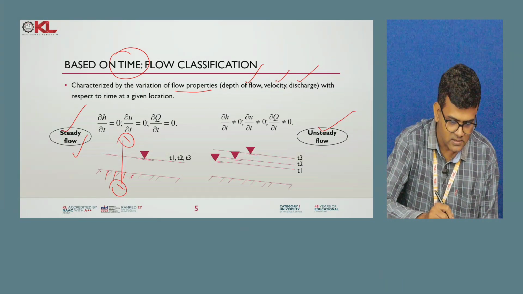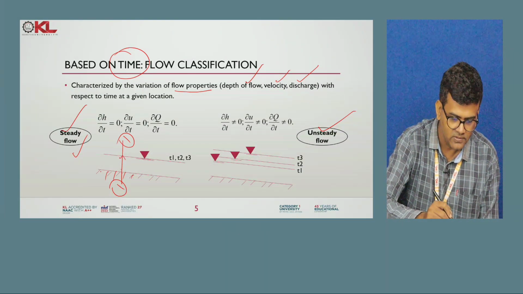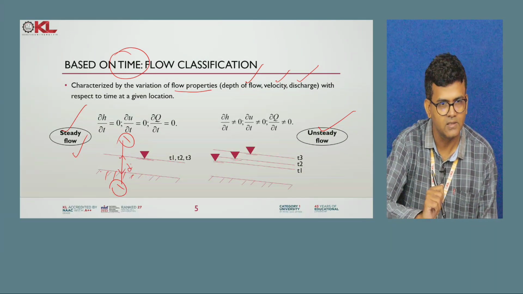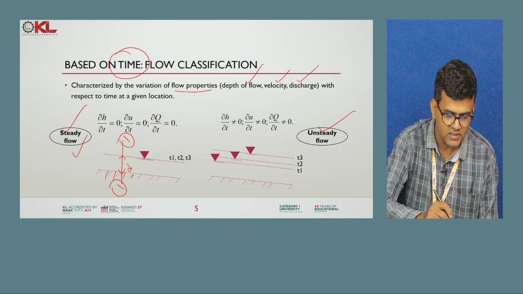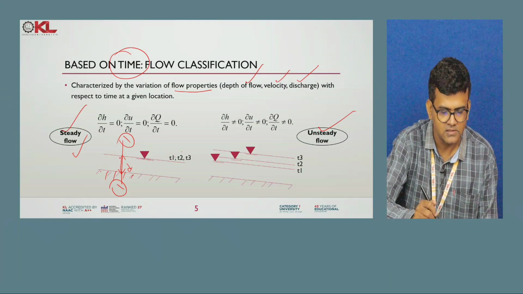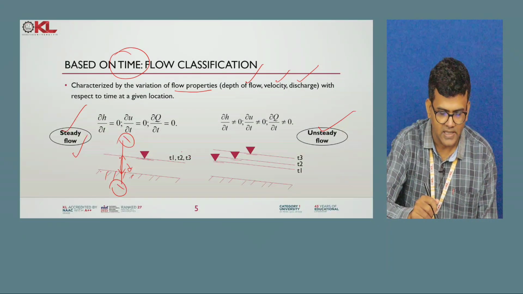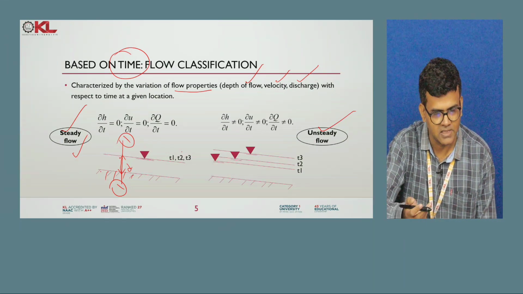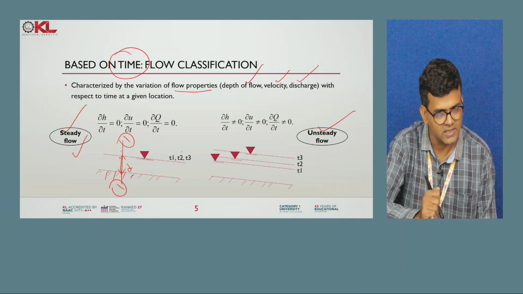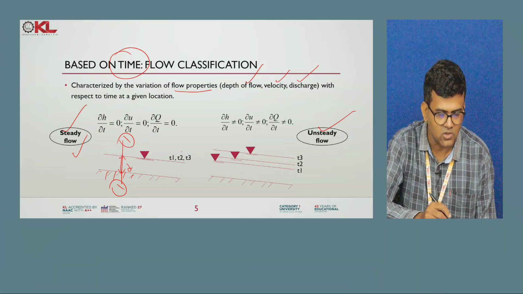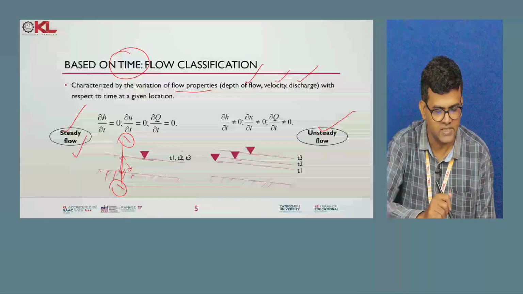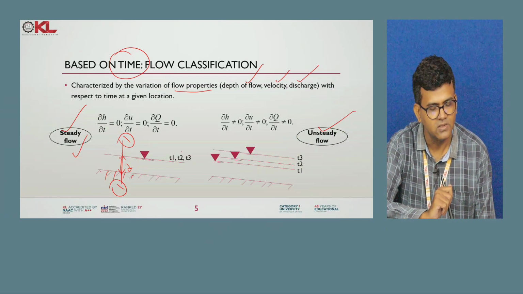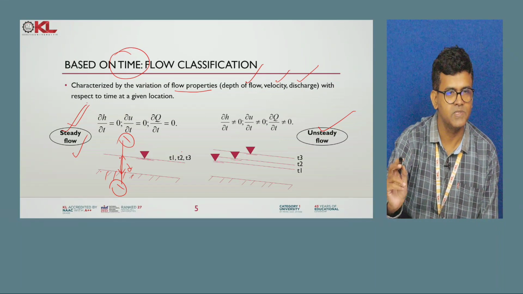At this section, if the depth of flow at time t1 is d, at time t2 again at this section the depth of flow is d, and at time t3, maybe 2 days after, maybe 2 hours after, the depth of flow is d, then it is called constant depth. The depth is not changing with time at a given location. So it comes under the category of steady flow.